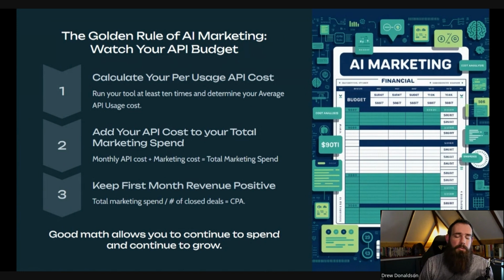And you always want to keep that first month of revenue positive. You never want to recruit clients and then immediately be in the red on them. So as long as you are revenue positive from your marketing adventures, you will be good. Good math allows you to continue to spend. It allows you to continue to grow. That's the rule. So just keep this in mind, and really, man, you don't want a surprise API bill. They suck. They are the worst. And they can be really unpredictable. So keep that in mind.